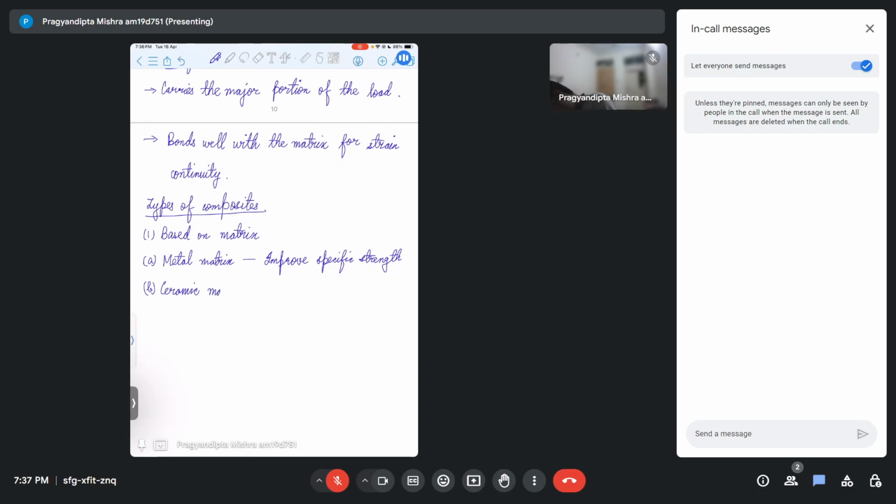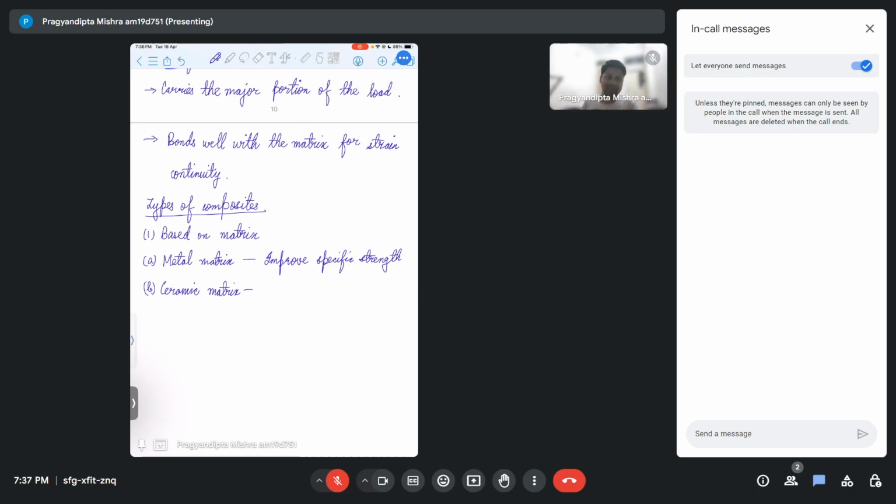And finally, you can also have polymer as a matrix. Now, what does a polymer have? It has good ductility, it is also insulating, but it has low strength and creep resistance, right? So what would you essentially try to improve here? You would want to improve the strength. So, based on the matrix, we can see these different types of composites.